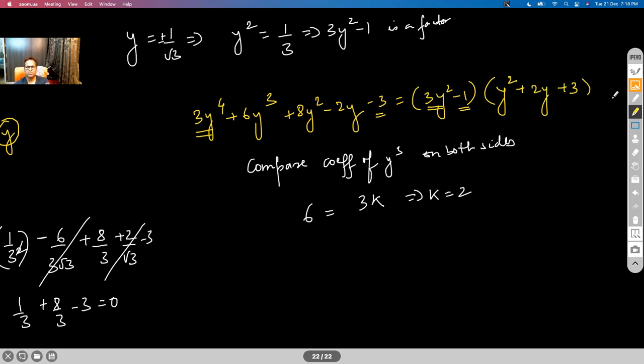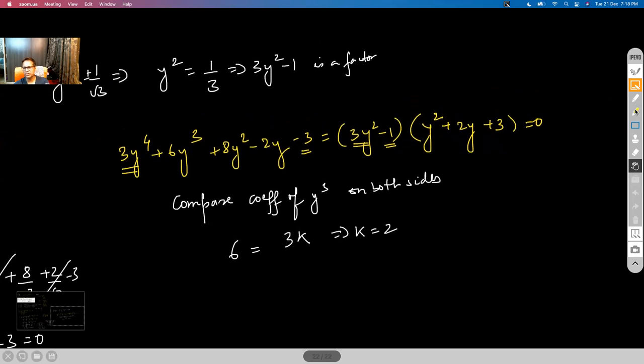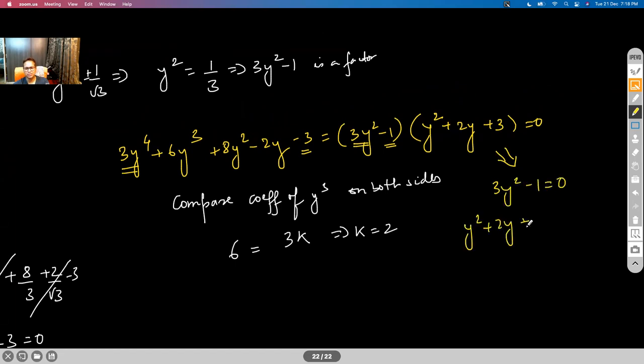Now, what are you trying to solve? We're trying to solve this equal to 0. So if you're trying to solve this equal to 0, it will result in only this being 0, because this cannot be 0. This fellow cannot be 0. Why? Because it is (y+1)² + 2. This cannot be 0. So the only solution possible is what we obtained.